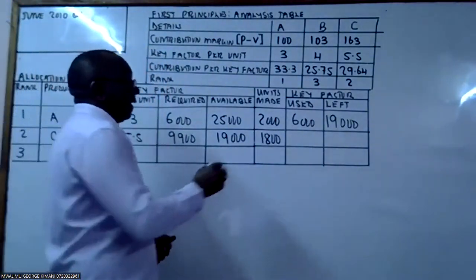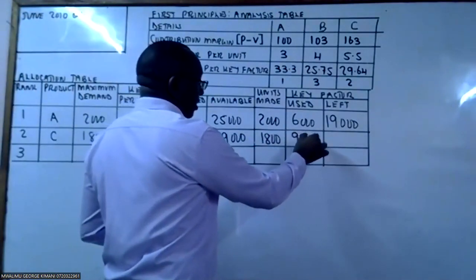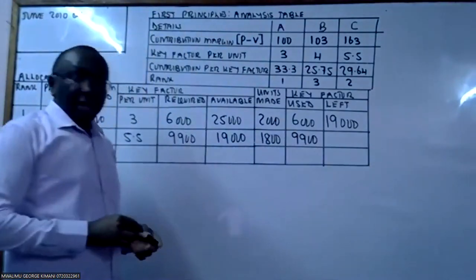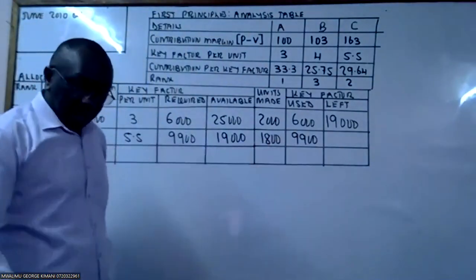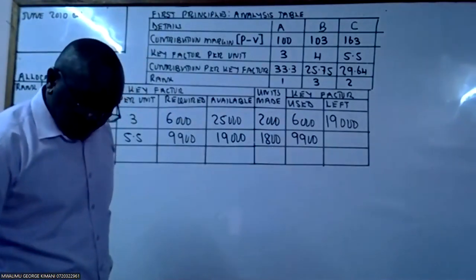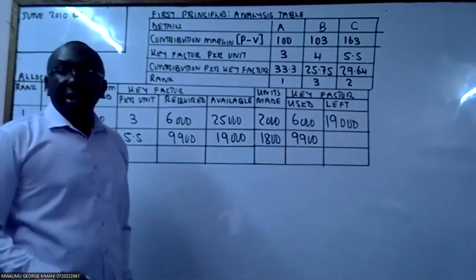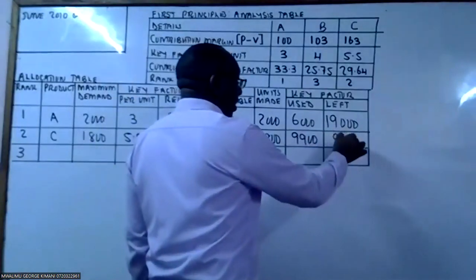And then we use 9,900. And after you have used 9,900, from this 19,000, how many are you left with? You will say 19,000 minus 9,900. How many? Good. I can see we are left with 9,100.